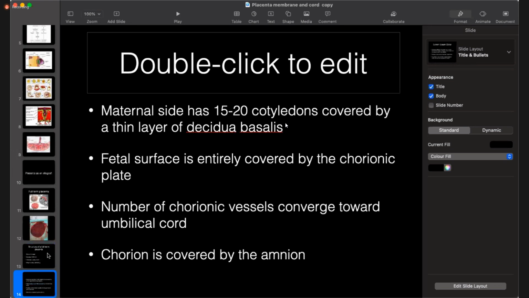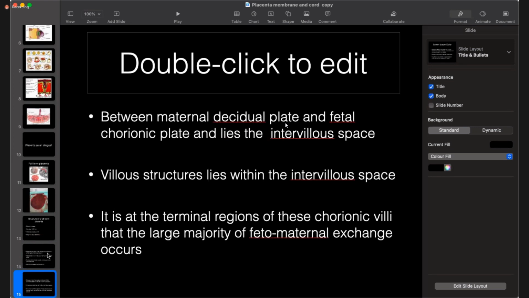Okay. So the maternal side has about 15 to 20 cotyledons covered by a thin layer of decidua basalis. The fetal side is entirely covered by chorionic plate or amnion. Okay, so a number of vessels diverge or converge toward the umbilical cord, and then it goes up to the villi.